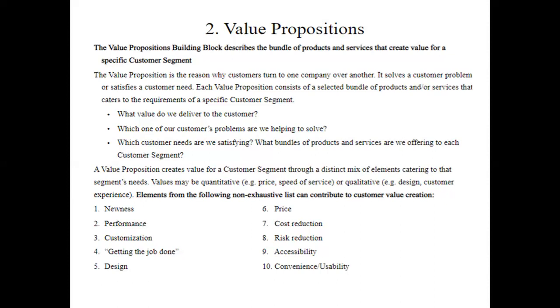So next, a value proposition creates value for a customer segment through a distinct mix of elements catering to that segment's needs. Value may be quantitative: price, speed of service; or qualitative: design, customer experience. Elements from the following non-exhaustive list can contribute to customer value creation. One is newness, second one is performance, third one is customization, fourth one is getting the job done, and fifth one is design. Sixth one is price, seventh one is cost reduction, eighth one is risk reduction, ninth one is accessibility, 10th one is convenience or usability. This comes under the value proposition.